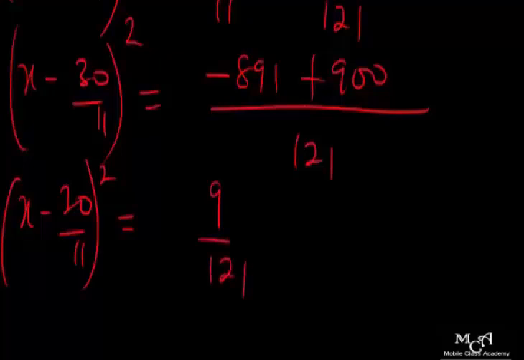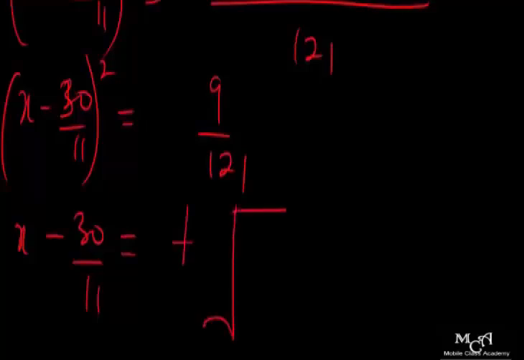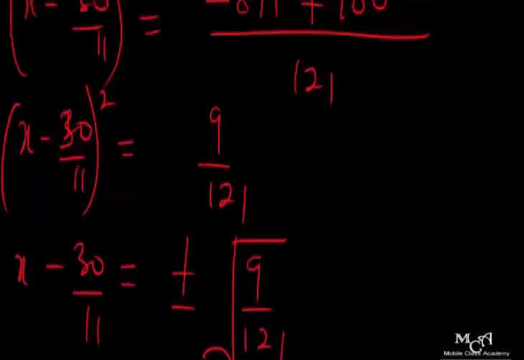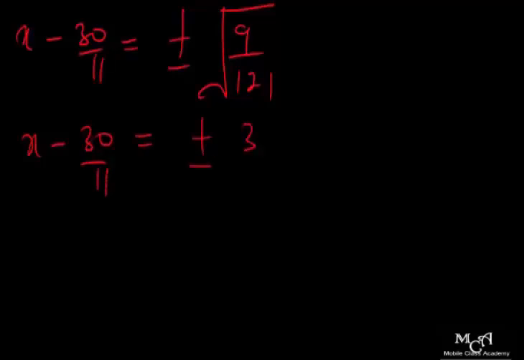So in that case, I'll now do something here. I'll say x minus 30 over 11 is equal to, I'll take the square root of this, so I have plus or minus square root of what? 9 over what? 121. This is what we have here. So at this point we have x minus 30 over 11 equal to plus or minus square root of 9 over 121. My x minus 30 over 11 becomes plus or minus square root of 9 is what? 3. Square root of 121 is what? 11.